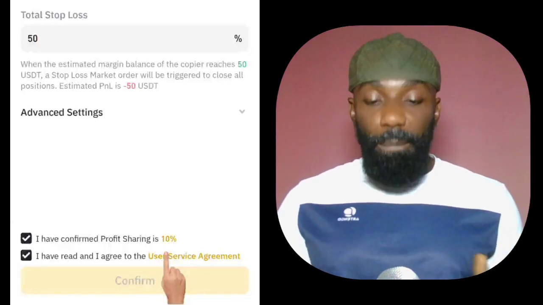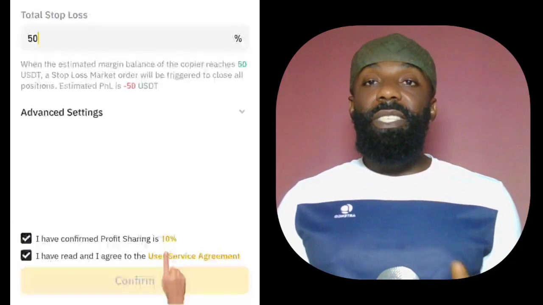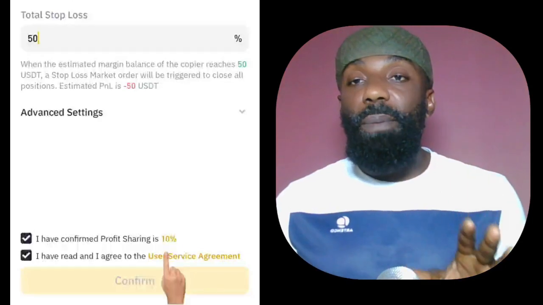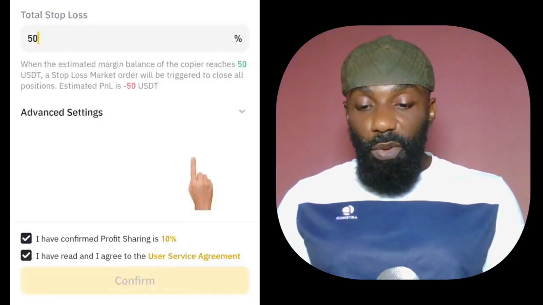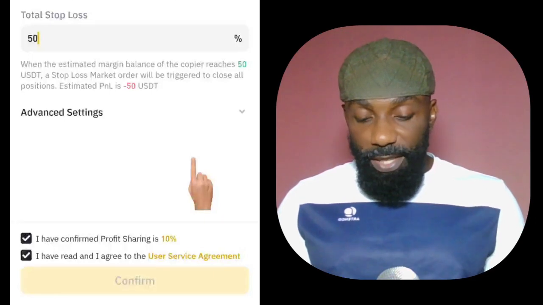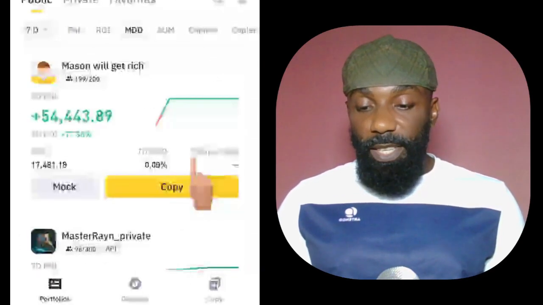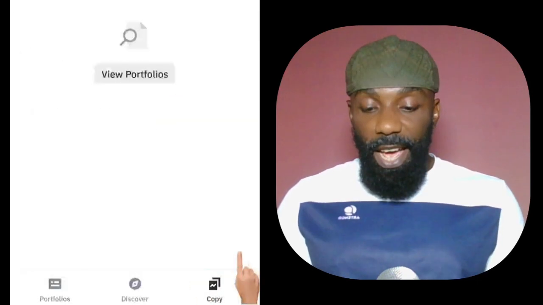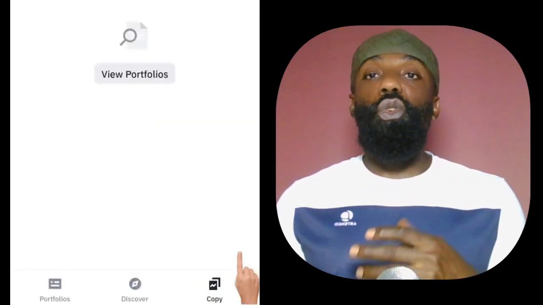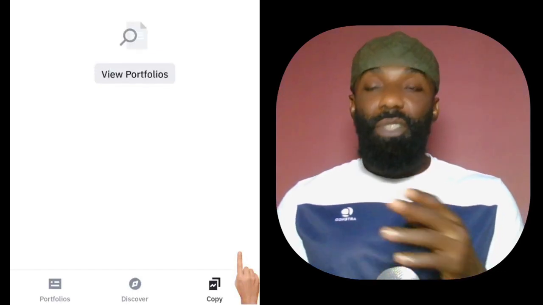The beauty of it is this: you can decide to unfollow the person whenever you wish. When you are done, you can just come down here where it says copy. You can see this copy button here. You click on this copy button, then you're going to see your trade here, and then you can decide to just close it and take your profit. You don't even need to wait.